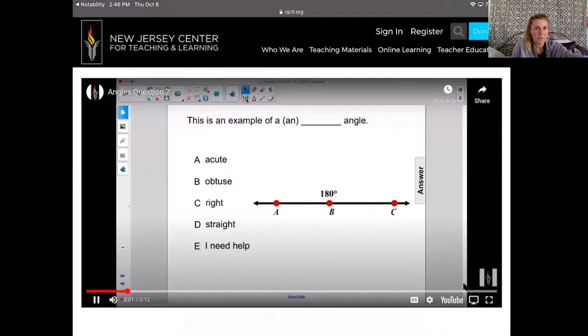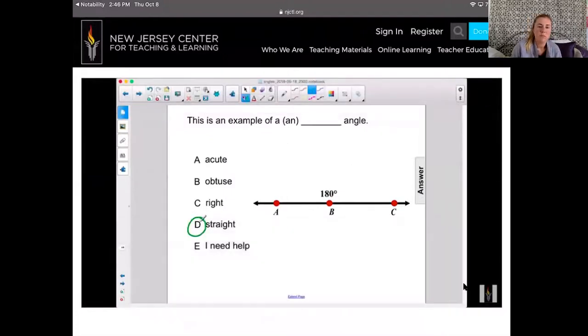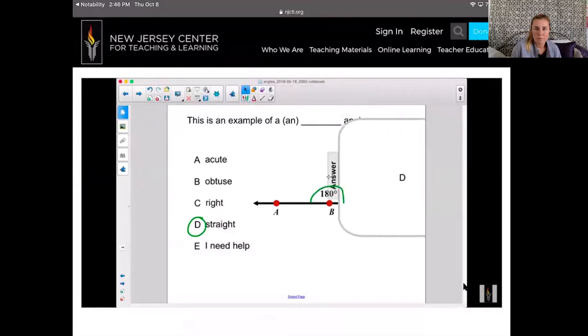This is an example of a straight angle. An angle with a measurement of 180 degrees is a straight angle. So the answer is D.